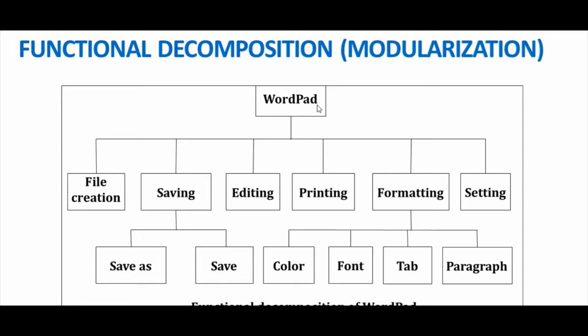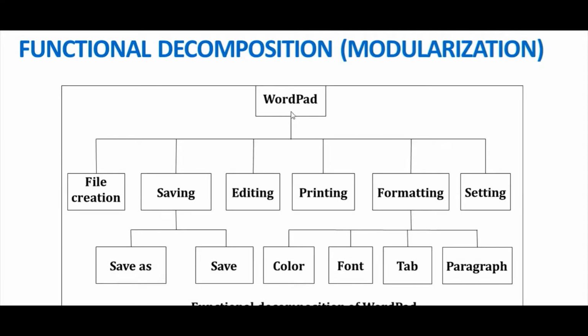Say for example, WordPad or Microsoft Word. Microsoft Word, based on functions, can be categorized into different functions. Here we can see file creation is one function, saving a file is one function, editing a file is also a function, printing a file can also be said to be a sub function, then formatting can also be said to be a sub function of WordPad, and also the various settings we can do with the words, that is also one functional area. So, we have identified these as the sub functional areas of WordPad.